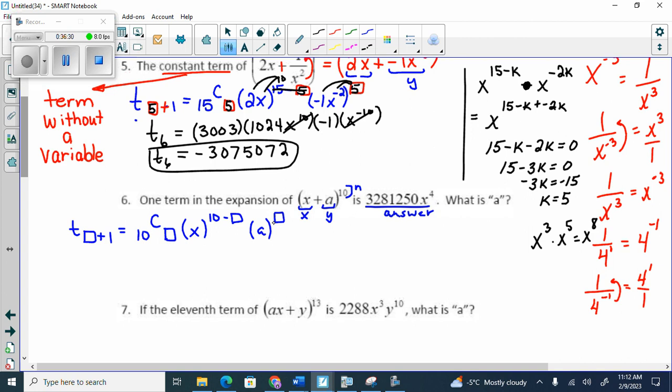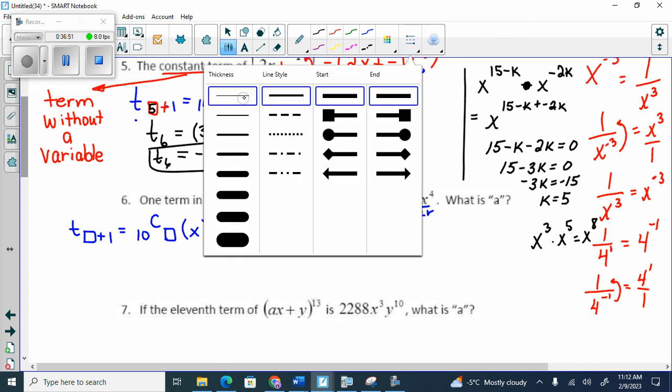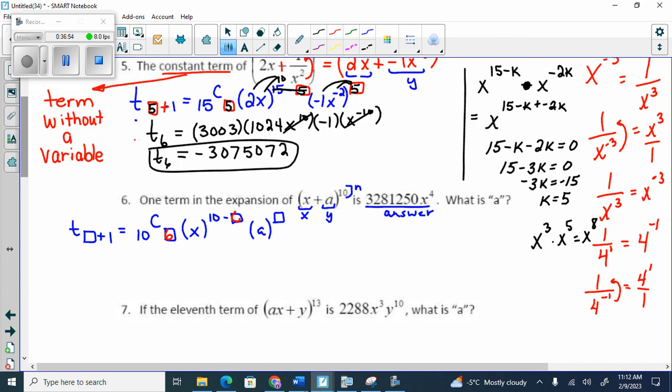Remember, the variable with the exponent is the hint here. So I need an x to the 4. Right? I have an x to the 10 minus something. But I need this to result in x to the 4. So the box has to be a 6, which means that box has to be a 6, that box has to be a 6, that box has to be a 6. So I technically have term 7 equals 210 x^4 a^6.